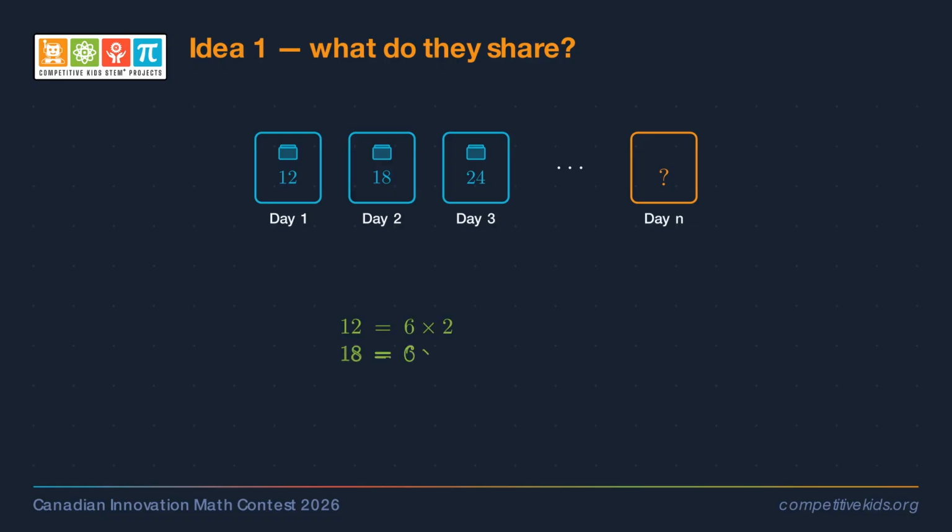They are all multiples of 6. 12 is 6 times 2. 18 is 6 times 3. 24 is 6 times 4. So every day's count is a multiple of 6. That's our handle on the problem.